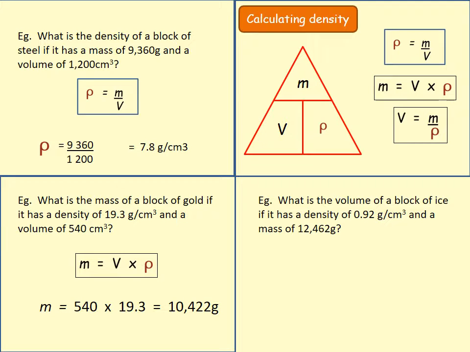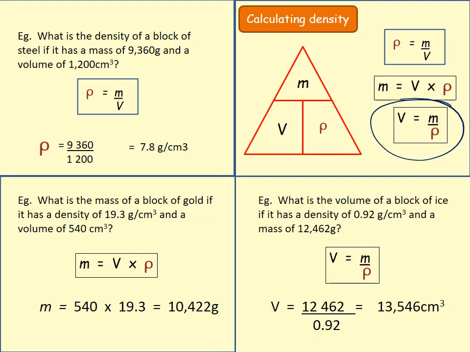Finally, what is the volume of a block of ice if it has a density of 0.2 grams per centimeter cubed and a mass of 12,462 grams? Again, pause the video, choose the correct equation to use, and plug in the numbers to get the correct answer. Okay, so you should have chosen this formula. The volume equals the mass divided by rho, the density. So you should get a volume of 12,462 divided by 0.2, or 13,546 centimeters cubed.